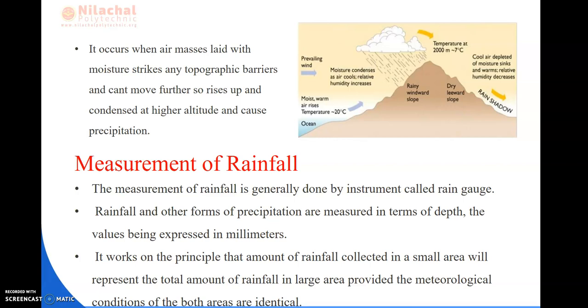So the one instrument known as the rain gauge is used for the measurement of rainfall, and it is expressed in millimeters, measured in terms of depth. Next we will be reading about the types of rain gauge in the next slide.